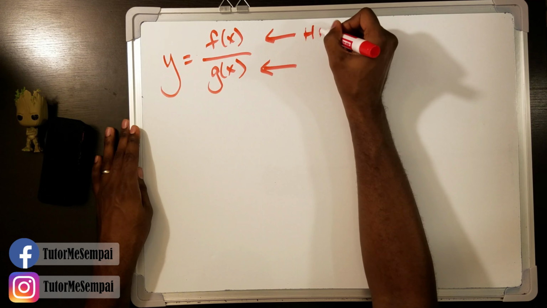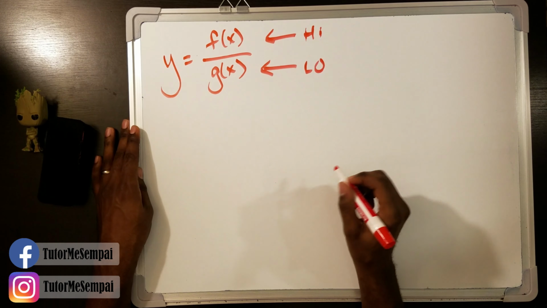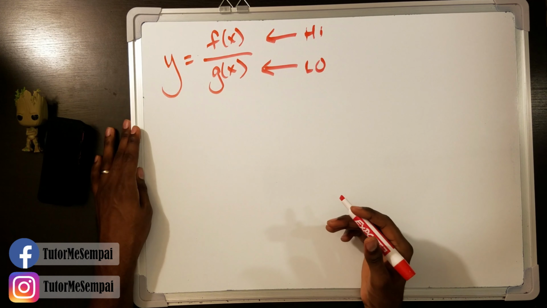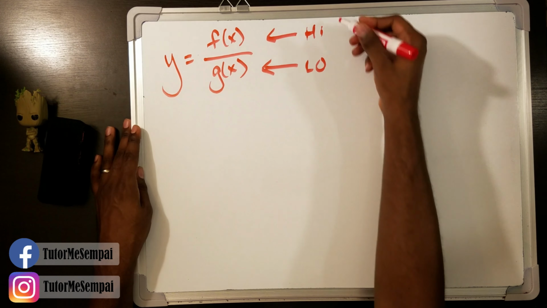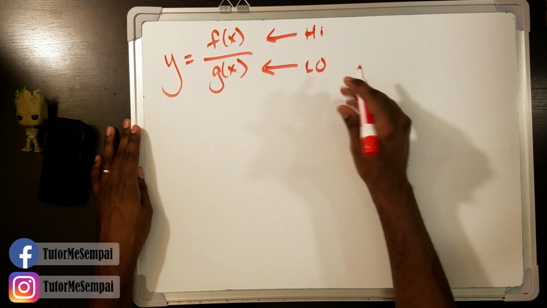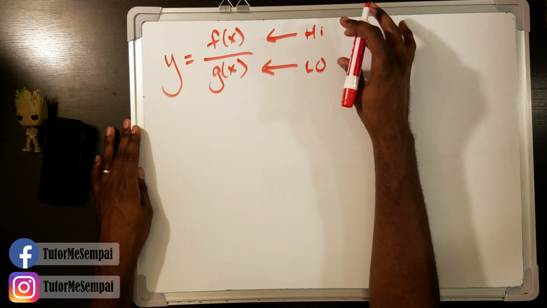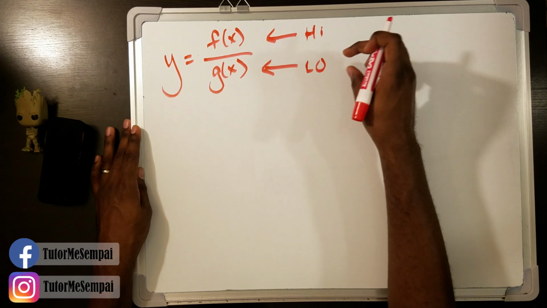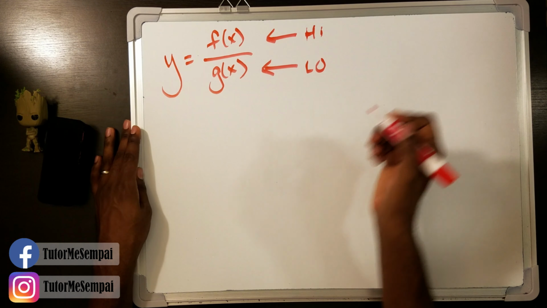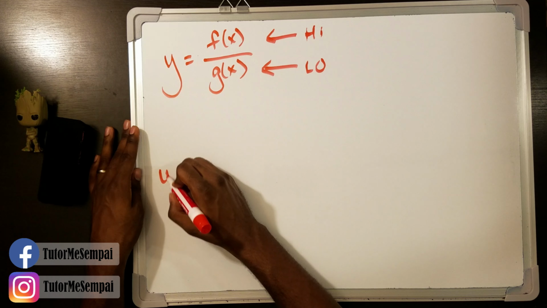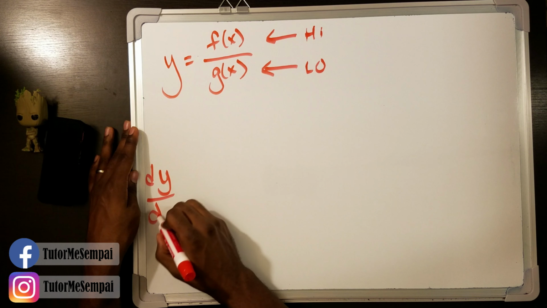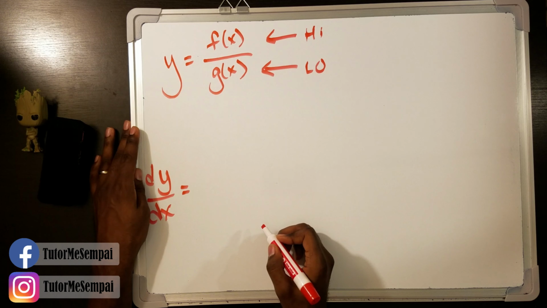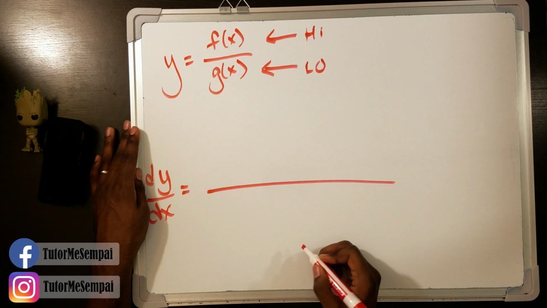So if this is your high part and this is your low part, we can actually construct the quotient rule using these highs and lows. That's just letting you know which function you're supposed to be looking at, whether the high function, the numerator, or the low function, the denominator. So we can rewrite this dy dx to be the following.